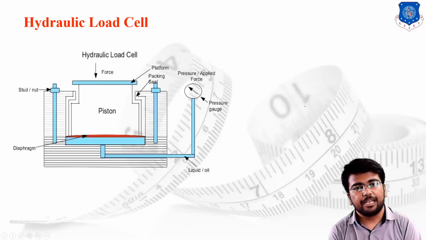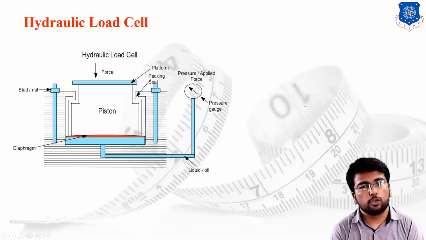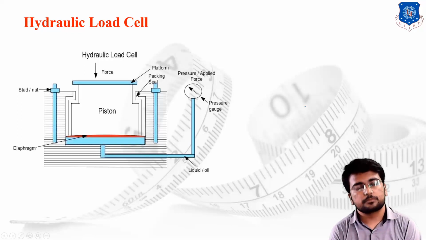The very well advantage of the hydraulic load cell is it can take loads up to millions of newtons as well. So the hydraulic load cell is very useful for a wide range of applications as well as for high range applications. You are supposed to measure the load in the range of kilonewton to mega newtons. So it is very helpful for the measurement of heavy loads by using the hydraulic load cell.